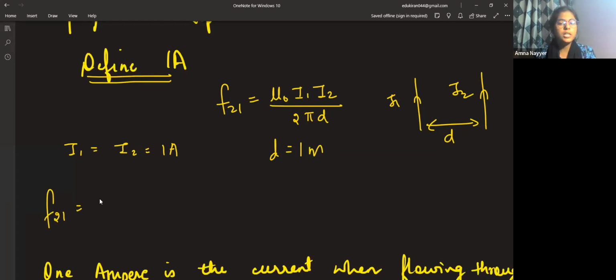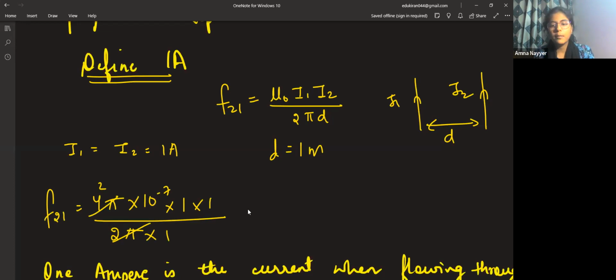F21 will be mu naught, which is 4 pi into 10 to the power minus 7, times I1 which is 1, times I2 which is 1, divided by 2 pi into 1. So this gives me 2. What am I left with? 2 into 10 to the power minus 7. So how will I define 1 ampere now? This is the force per unit length, which is 2 into 10 to the power minus 7.